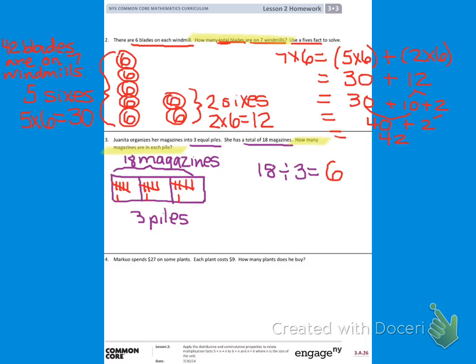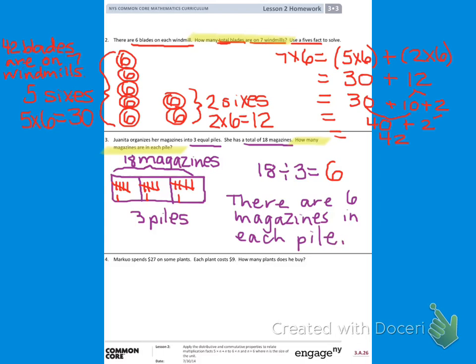Now I need to answer the question in words. How many magazines are in each pile? There are 6 magazines in each pile. Problem 4.